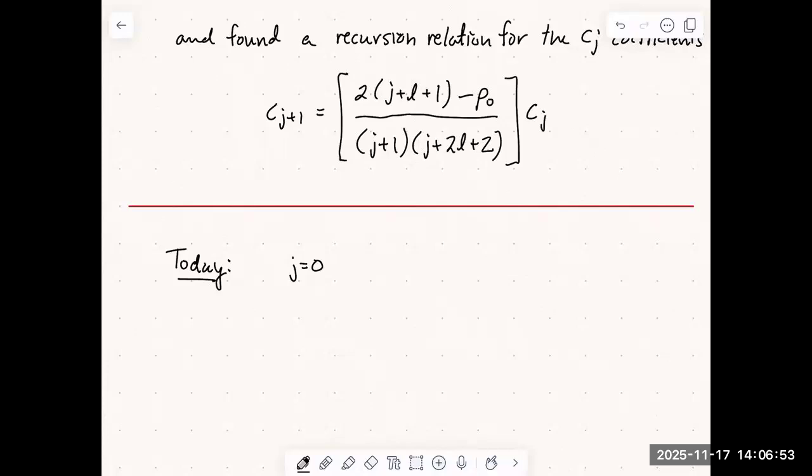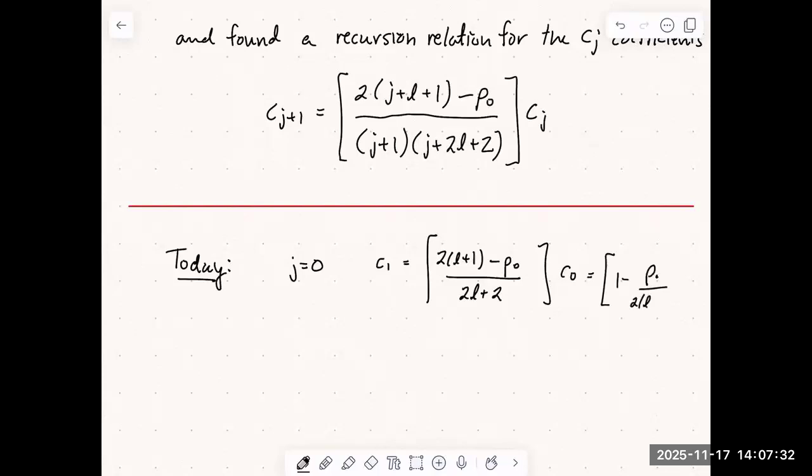Well, j equals 0 on the left-hand side is going to give us a C1, and it's going to be equal to some stuff times C0. And so if I put in j equals 0, I get 2L plus 1 minus rho naught in the numerator. And then what do I have in the denominator? I have a j plus 1, it's going to become just a 1, and I have a 2L plus 2. And so what we end up with is 1 minus rho 0 over 2L plus 1 C0.